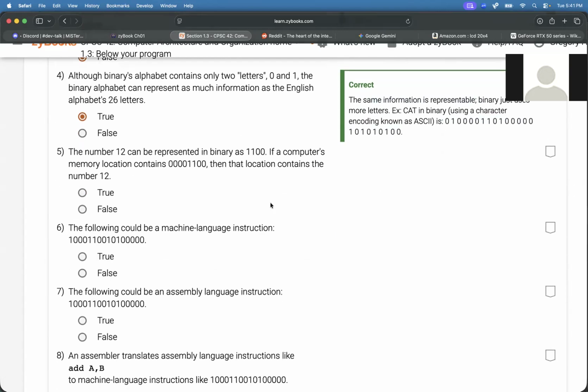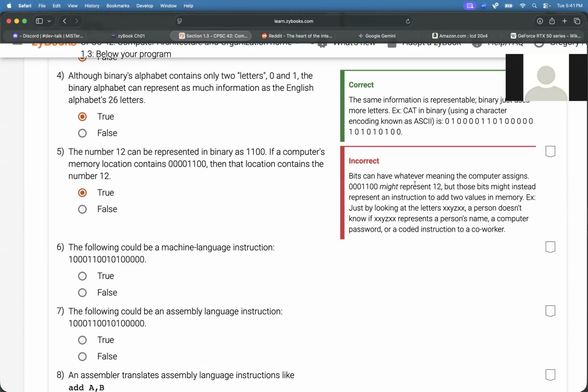The number 12 can be represented in binary as 1100. If a computer's memory location contains 00001100, then that location contains the number 12. Yes, but this is like a yes, but thing. This is true unless there's a thing called big endian versus little endian. That would mean that this might be 12, but also might not be 12. I'm going to say true.